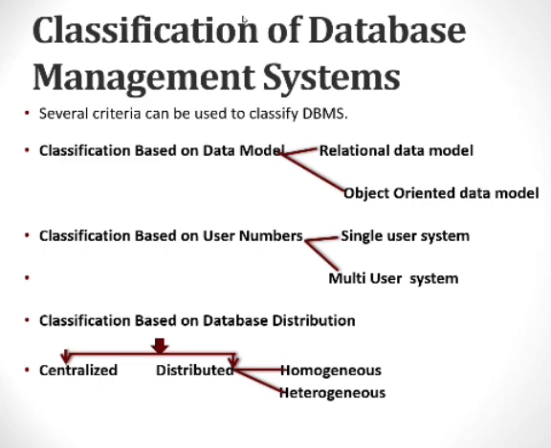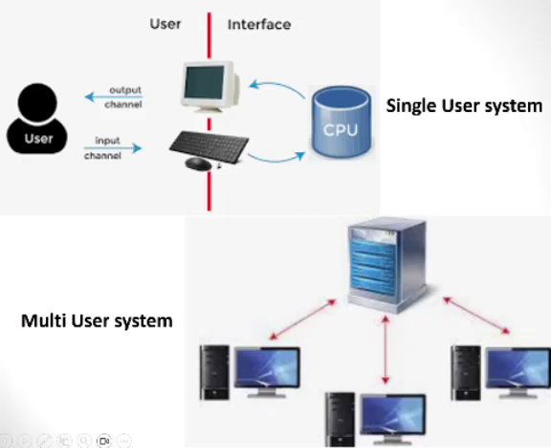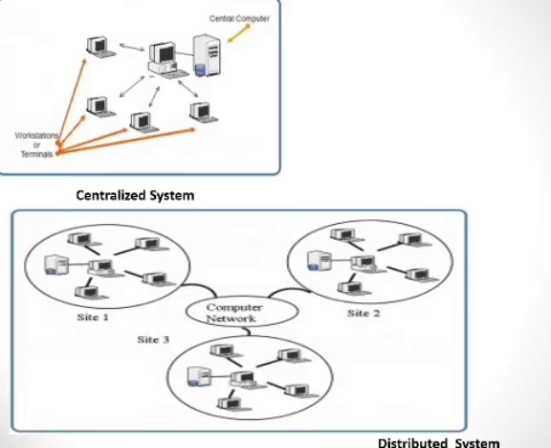Classifications based on database distribution. Centralized DBMS: data is stored in one centralized location. Distributed DBMS: data is stored across multiple locations. Homogeneous: uses the same DBMS software everywhere. Heterogeneous: uses different DBMS software but can still communicate. Here are the classifications: single user system, multi user system, centralized system, distributed system.